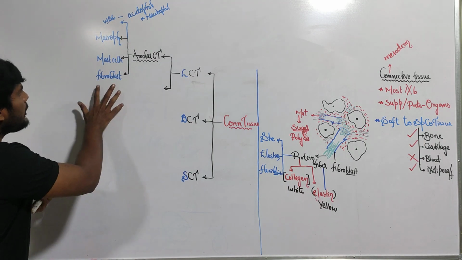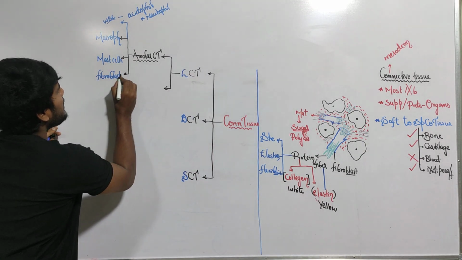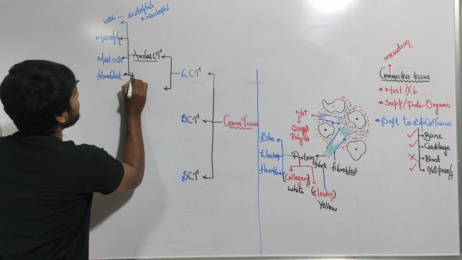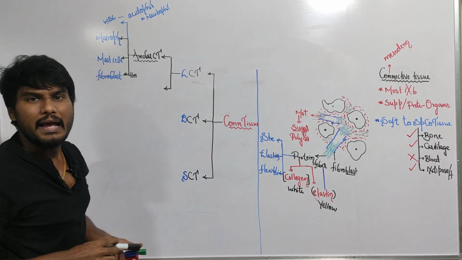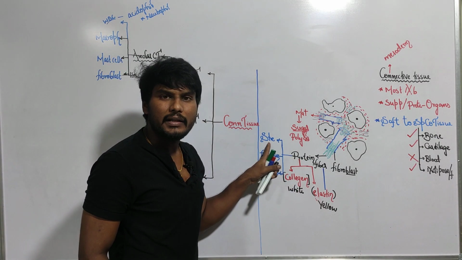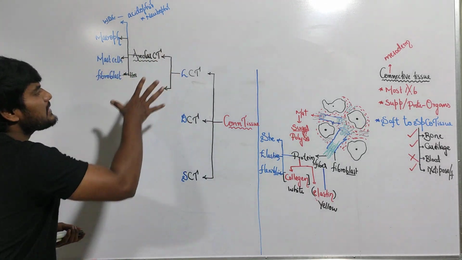the fibroblast. And you might know that because of the presence of fibroblast, it has the ability to secrete what? Fibers. And the fiber is made up of what? Protein, either collagen or elastin, and they provide what? Strength, elasticity, and flexibility. How are they present? Let's take the diagram.